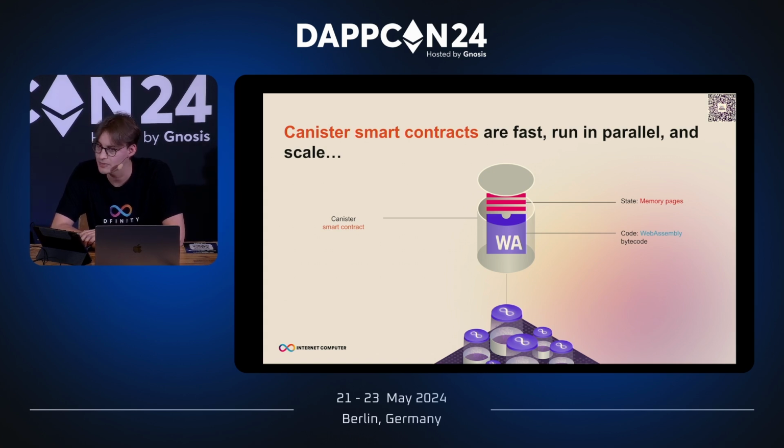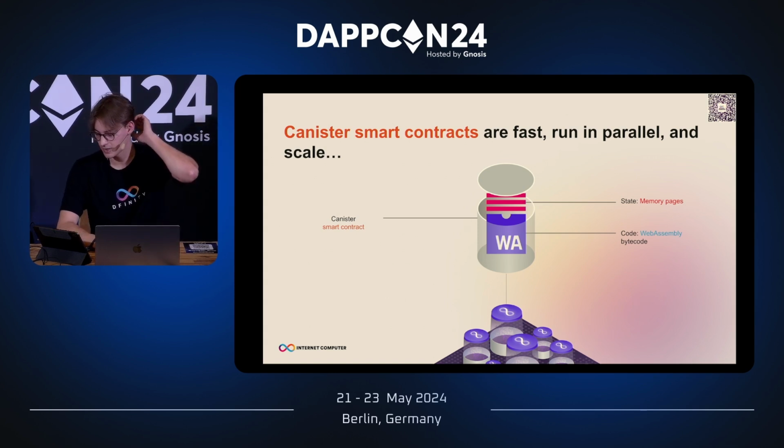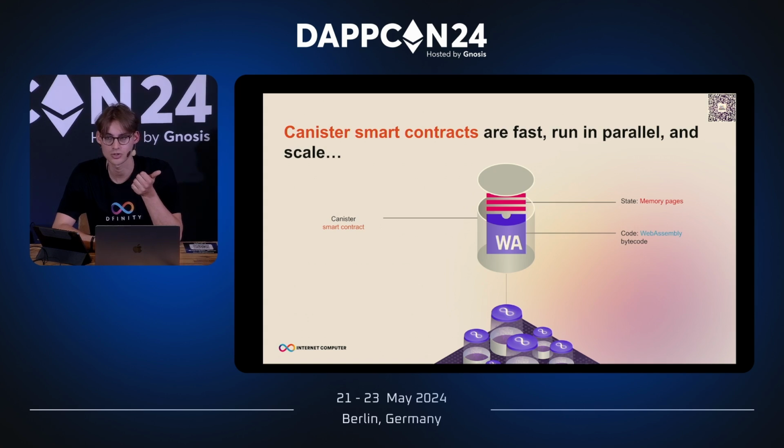In theory, all languages that compile to WASM or that have an interpreter that can be compiled to WASM can be used to write canister smart contracts, and that includes Rust, which is what we are going to use today, or Go, C, C++, Motoko, JavaScript, Python, so many languages to choose from.